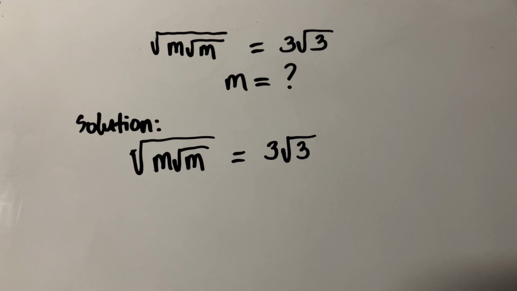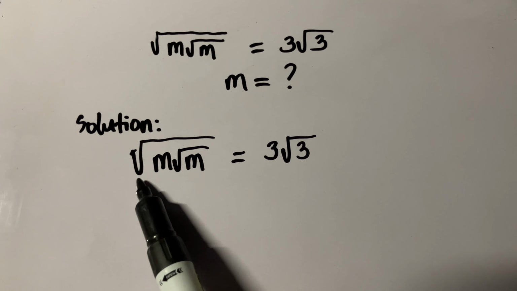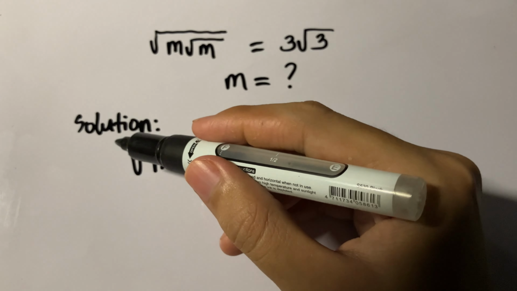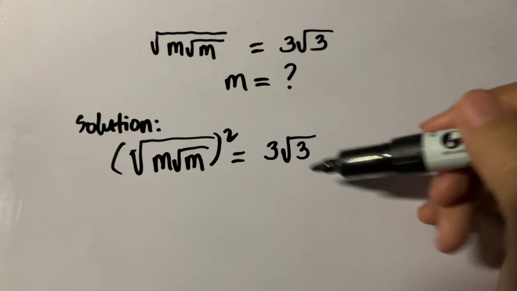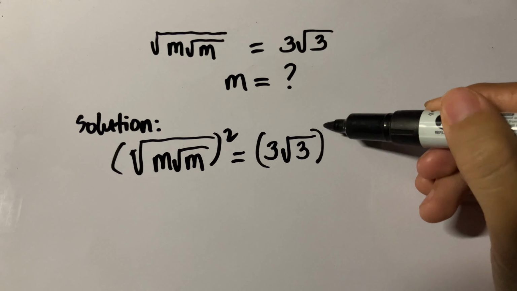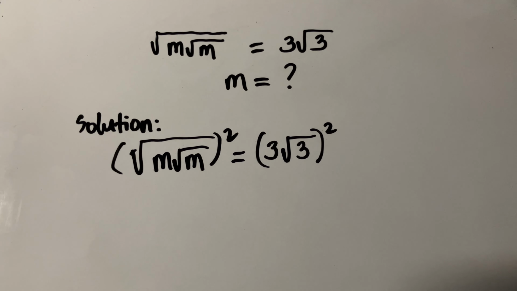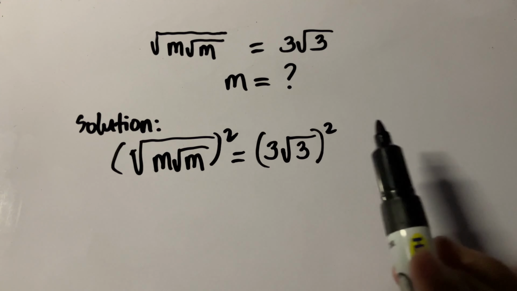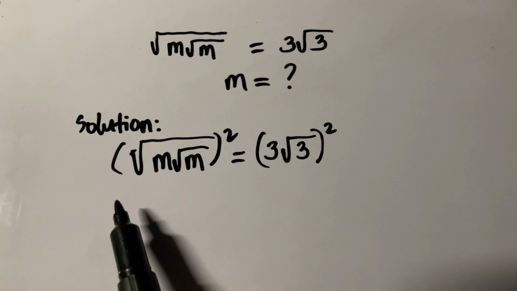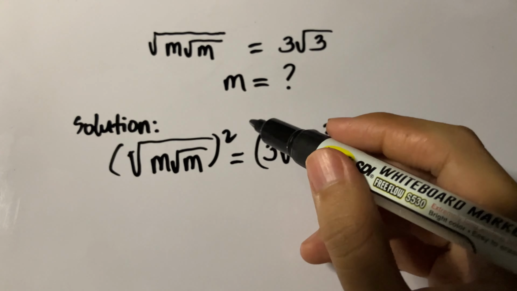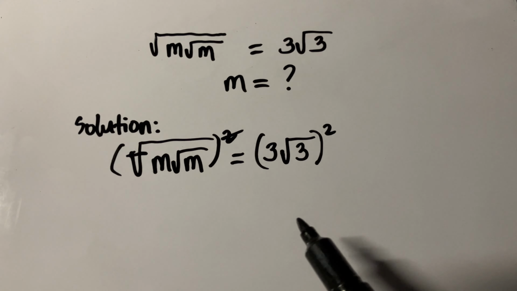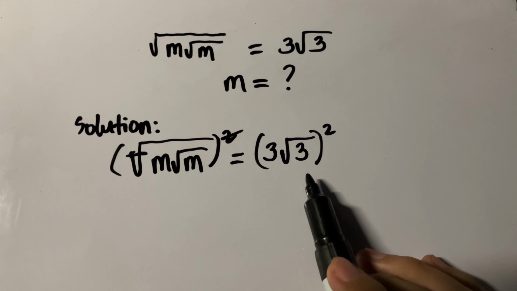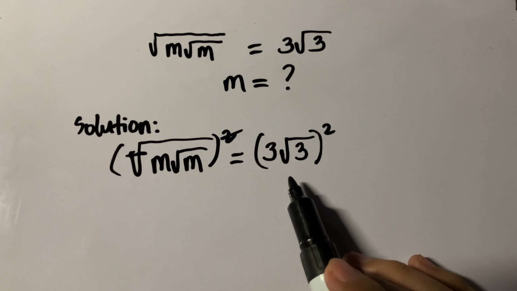Next, we're going to square both sides, so we can remove this radical. So this is now whole to the power of 2, here also whole to the power of 2. So now they both have a power of 2. Next, for this we can cancel the power of 2, that is the squared, and this radical. And on the other side, we can separate the base and the power.